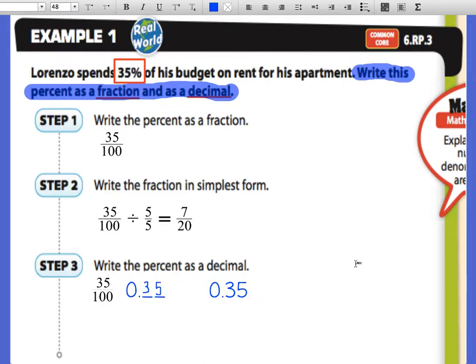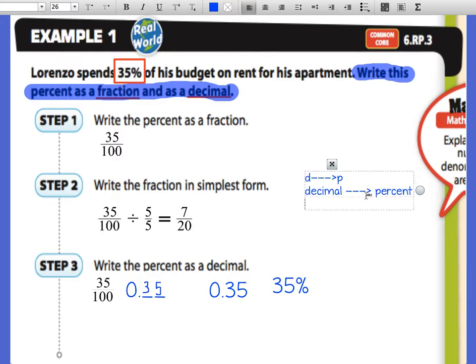Now, I can also go back to my percent. I can look at 35%. And what I like to remind students of is the alphabet. When I go from D to P in the alphabet, I'm going to the right. So when I go from a decimal to a percent, my decimal moves right, just like my letter does in the alphabet.